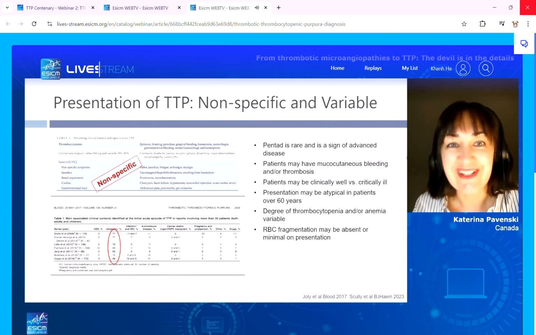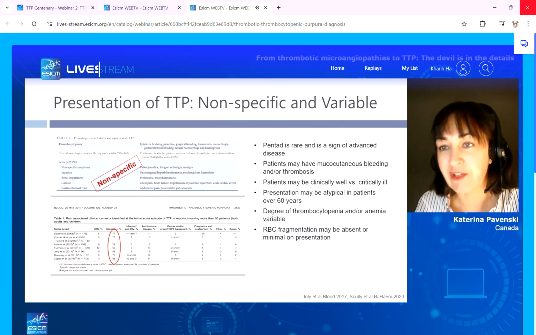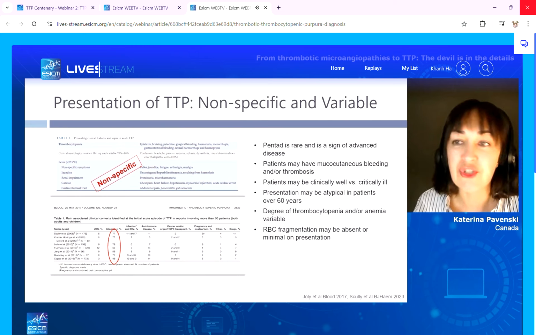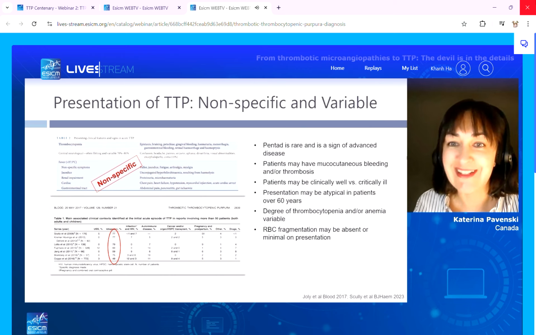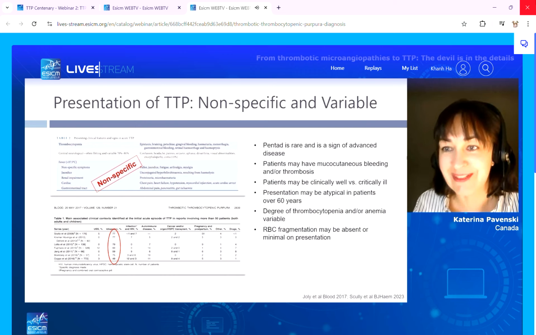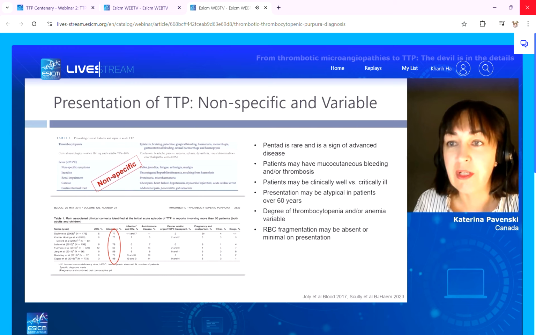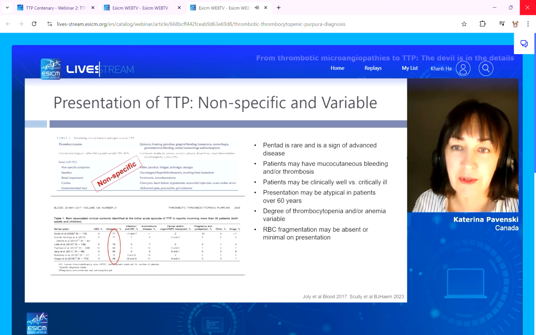Just as Shruti already mentioned, presentation of TTP is highly nonspecific and variable. People may be presenting with just weakness, abdominal pain, maybe confusion. Many other conditions can look like this. And just as Shruti said, I cannot emphasize it enough, even though the pentad is still taught in medical schools and all our trainees are aware of the pentad, do not look for the pentad. When you do see it, recognize it as a sign of a very, very advanced disease. Hopefully the diagnosis should be made before complications like severe neurological complications and cardiac damage have already occurred.